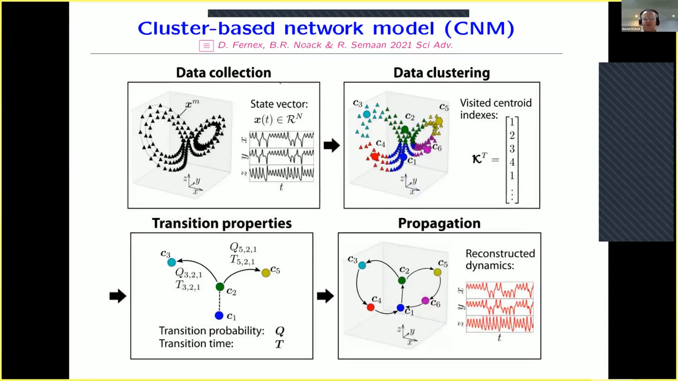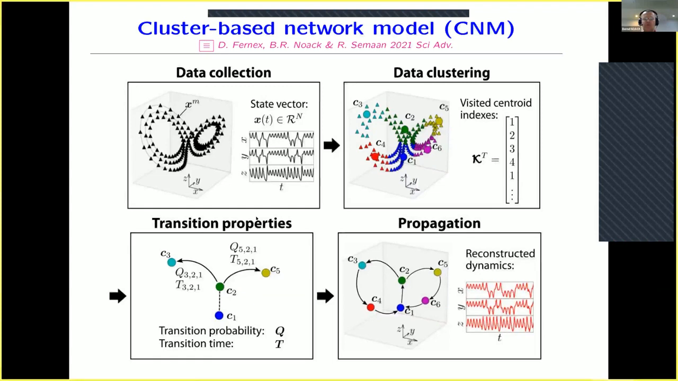The procedure is as follows. First, we collect the data. Here you see the states exemplified for the Lorenz equation. And after enough data, you coarse grain the data into centroids. So the centroids describe snapshot data in a certain region. Here you see the corresponding centroids.